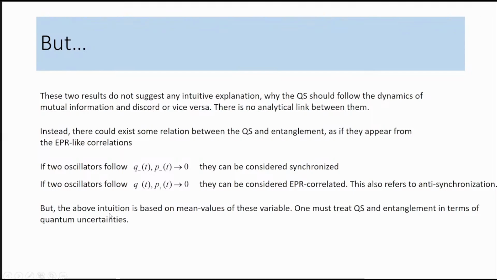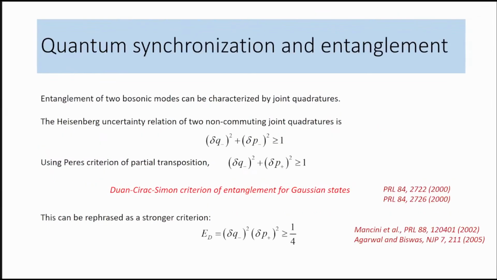So what we will do is try to define entanglement in terms of the uncertainties. And we already have found that synchronization is quantified in terms of uncertainties. So let us start with what is known for entanglement in terms of uncertainties. Entanglement between two bosonic modes can be understood in terms of the uncertainty relation like this, which is obtained from the original uncertainty relation, which is given here.